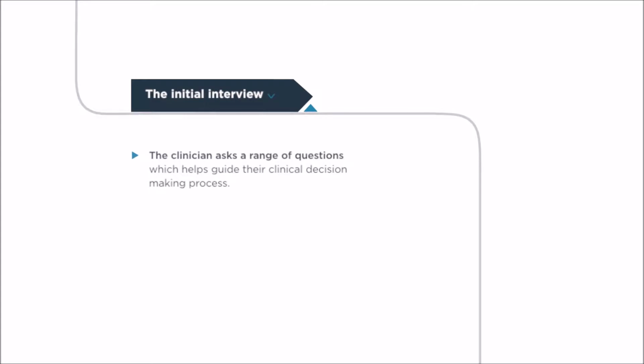Generally the first step, the clinician asks a range of questions, which helps guide their clinical decision-making process as the assessment progresses. One of the most important questions, however, is what do they want to be able to do with their wheelchair? What are their aims or goals?